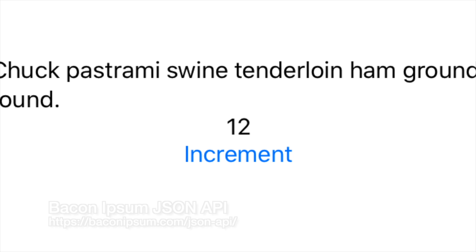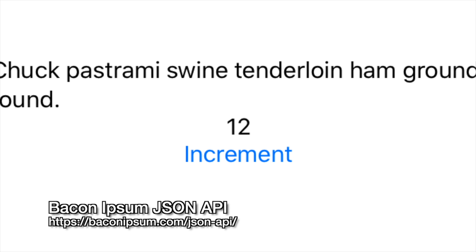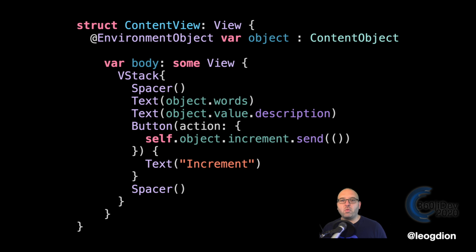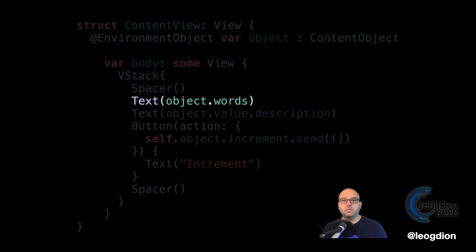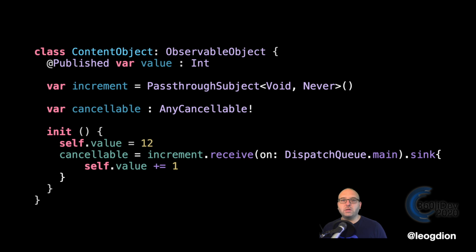Here's an example of an API called bacon ipsum, which just returns random strings with various meat names. This is how we want it displayed in our SwiftUI view. We'll just simply have a words property on our content object, which is a string. Well, how do we set this up? So here's our old content object. Let's add in our code for our words property.